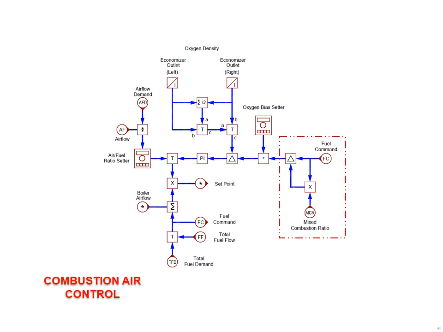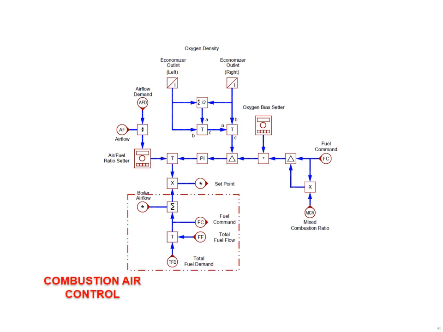The error signal is sent through a proportional integral controller to the transfer block. If the permissives are satisfied for auto air-fuel ratio control, the transfer block sends the oxygen density signal to the multiplier block. If the permissives are not satisfied, the transfer block passes the signal from the air-fuel ratio setter to the multiplier block. The total demand and total flow signals are sent to a transfer block.